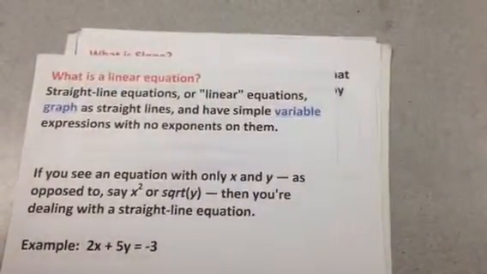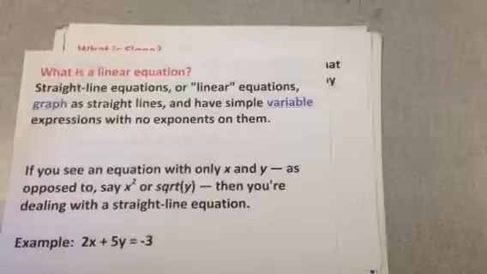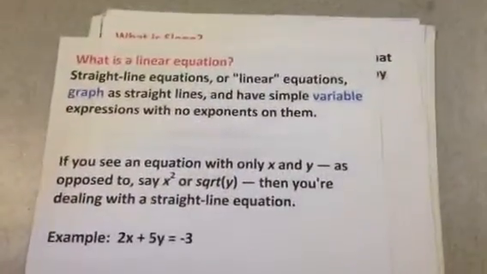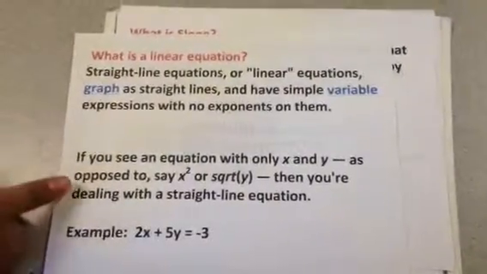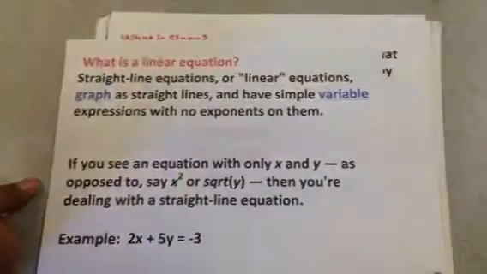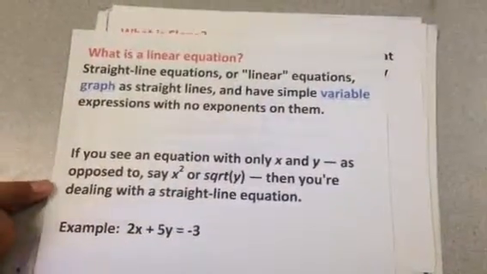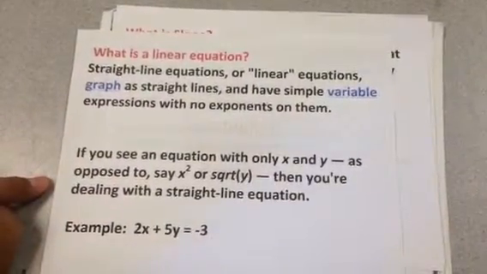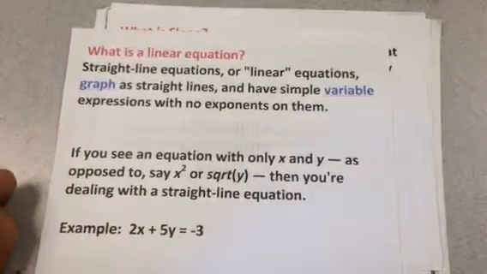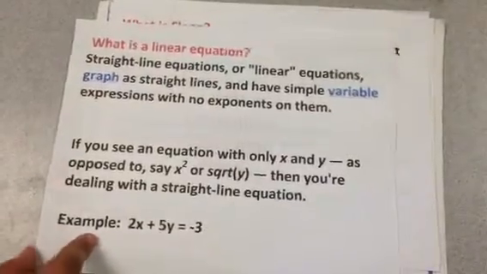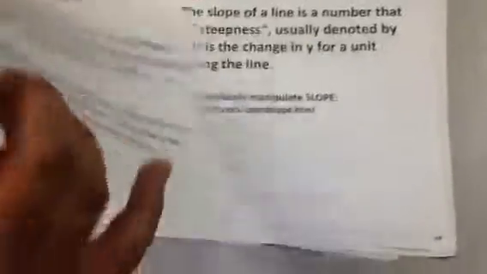What is a linear equation? Straight line equations, or linear equations, graph as straight lines and have simple variable expressions with no exponents on them. If you see an equation with only x and y, as opposed to, say, x squared, then you're dealing with a straight line equation. Example: 2x plus 5y equals minus 3.